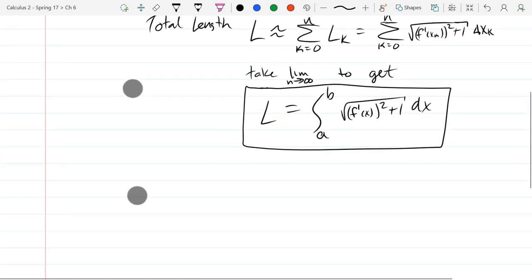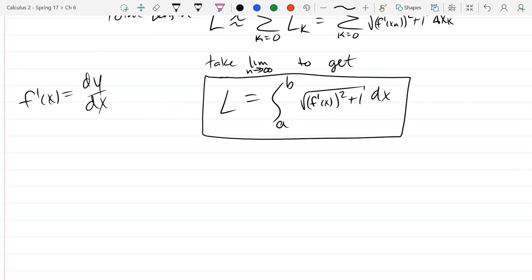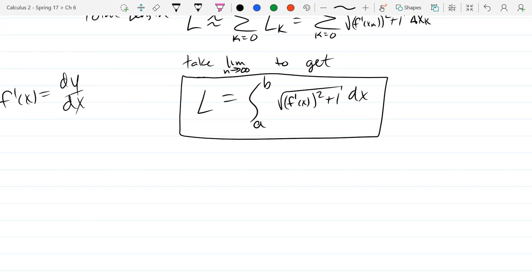So there are other ways to write this. We know f prime of x is dy dx. So if I make this substitution, actually before I do that, there's another way. If you have a function of y instead of a function of x, you can switch this around.